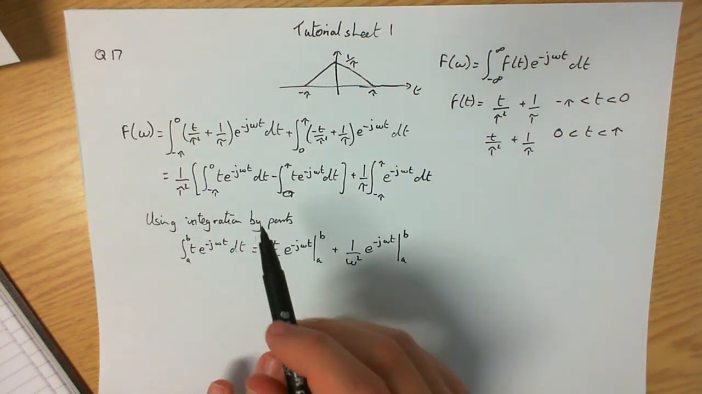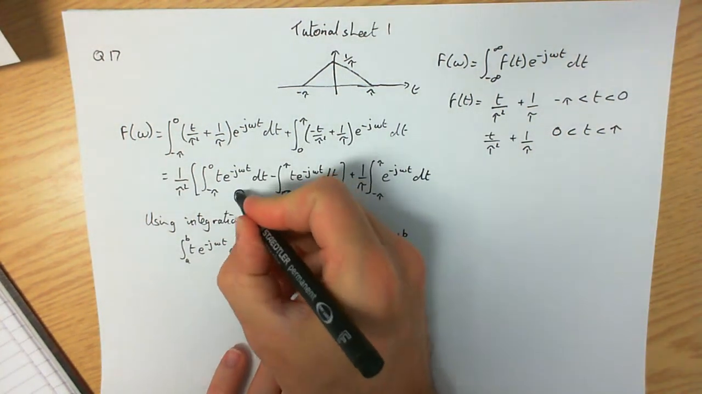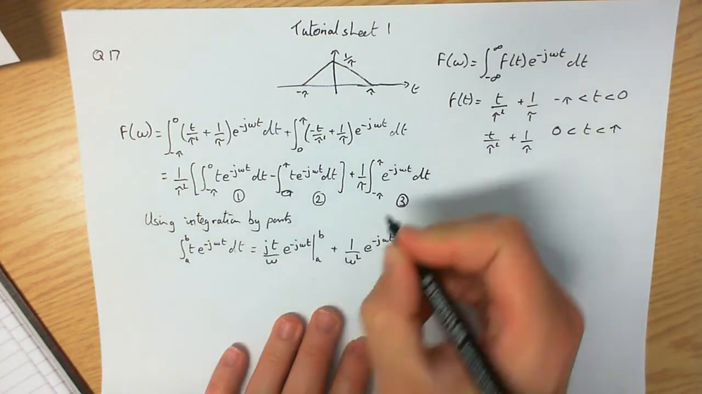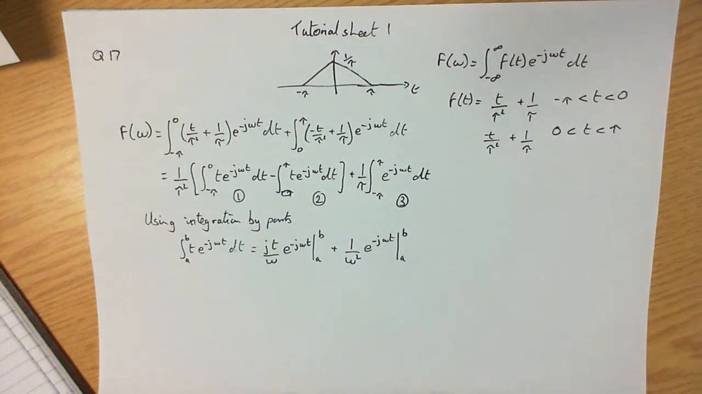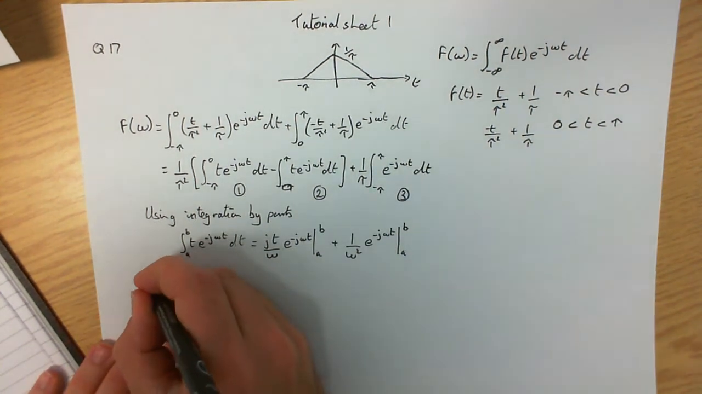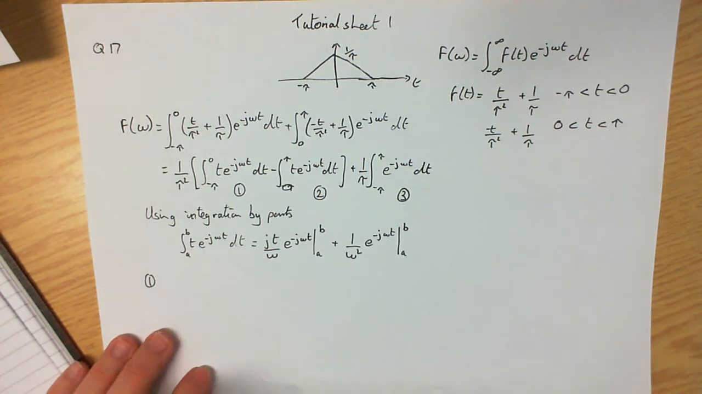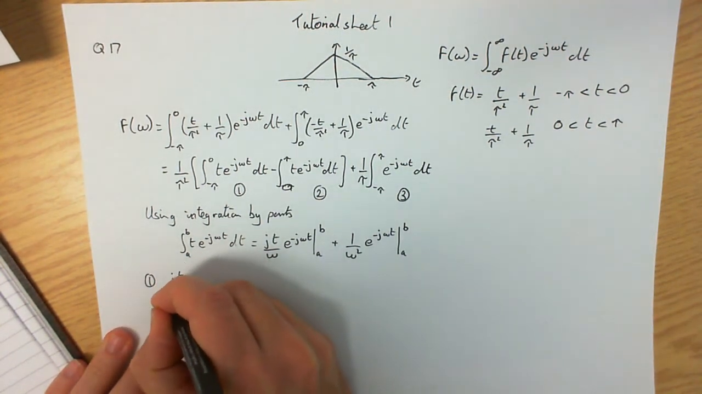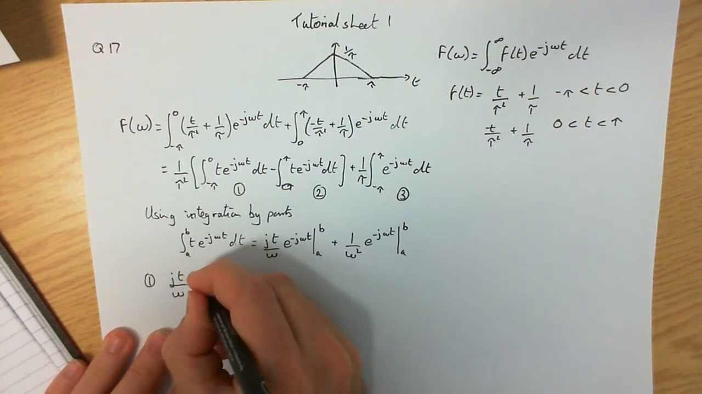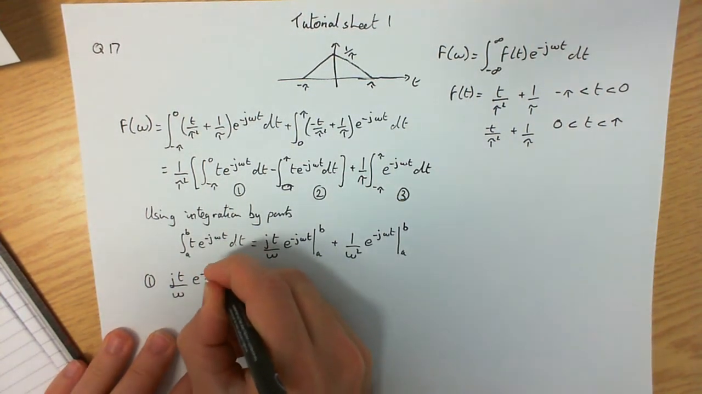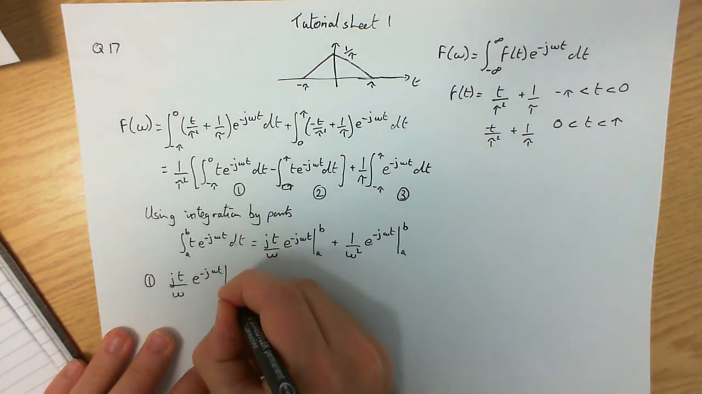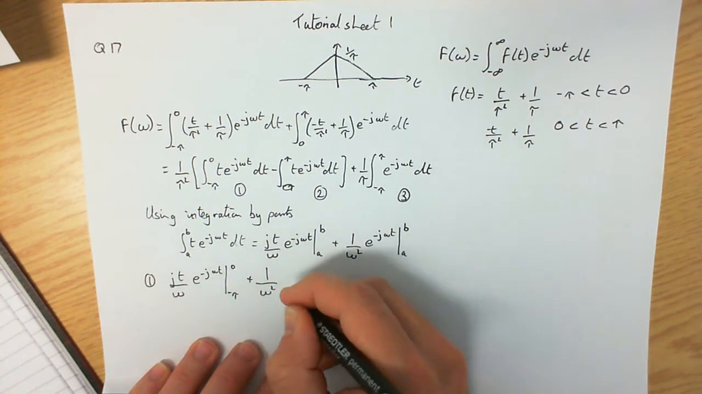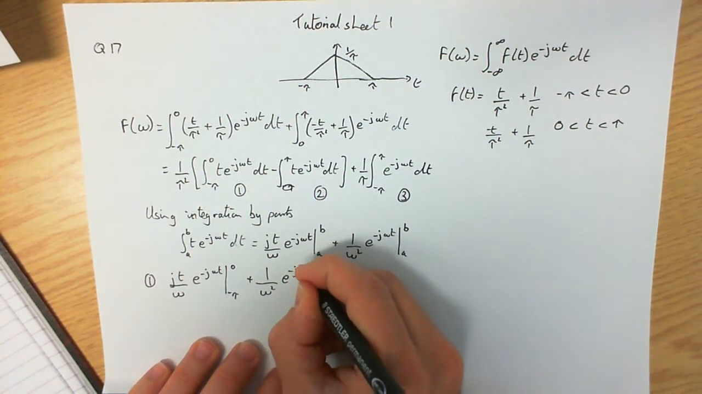So what I'm going to do is split this up into three integrals. So I'm going to have integral 1, integral 2 and integral 3. So we look at integral 1 first. So what we're going to have is jt over omega e to the minus j omega t between the limits of minus tau to 0, plus 1 over omega squared e to the minus j omega t between the same limits.